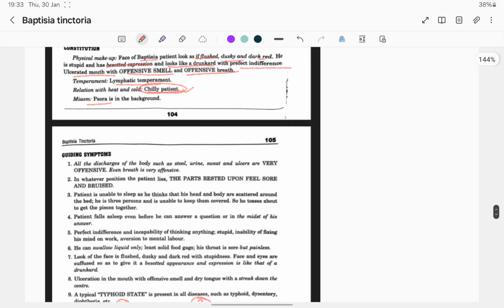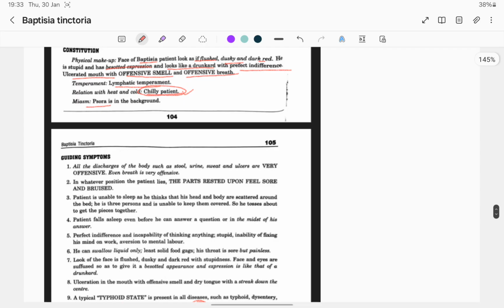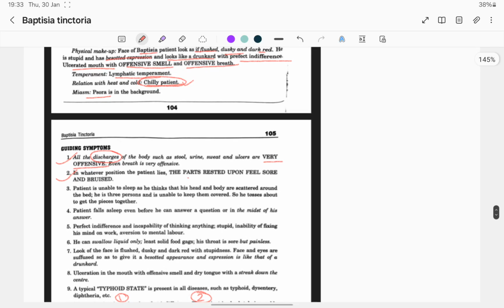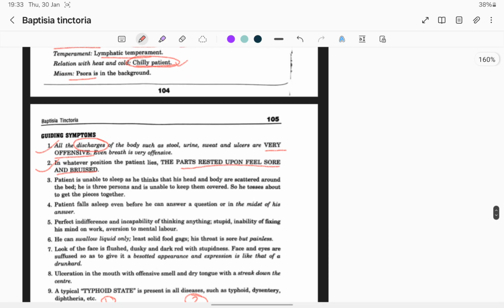Next, guiding symptoms from S.K. Dubey. First one is discharges of the body, very offensive. Even the breath is very offensive. Second, in whatever position the patient lies, the parts rested upon feel sore and bruised. In Arnica also. Third point, this one is from mental symptoms, so I am not discussing it. I have already discussed all this.